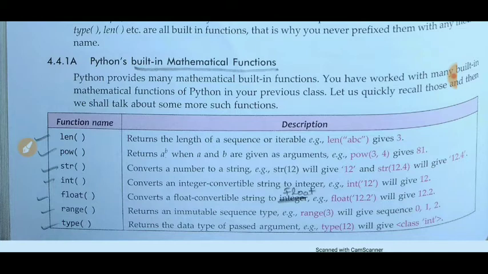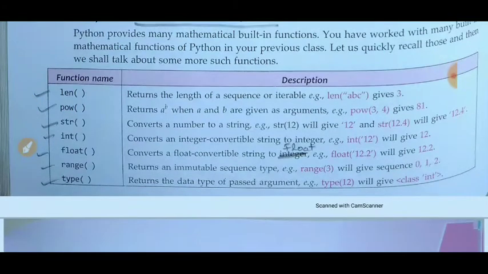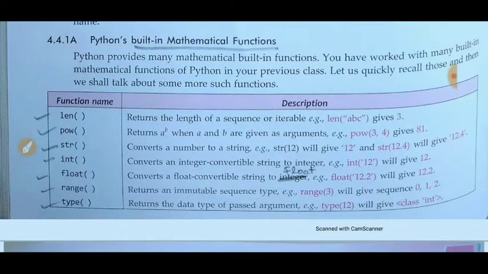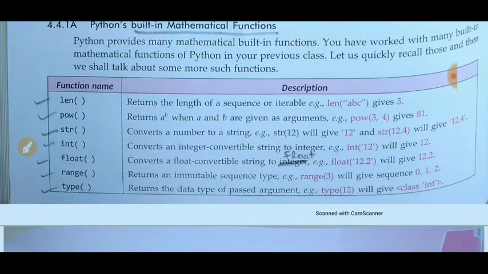So answer is 3. Similarly, pow function returns the value according to the power. So it takes two parameters. First is base and second one is the power. Just like see here, pow in bracket 3 comma 4. So here 3 represents base and 4 is its power. So answer of 3 to the power 4 is 81, means 3 into 3 into 3 into 3, 4 times. So it will give result 81.